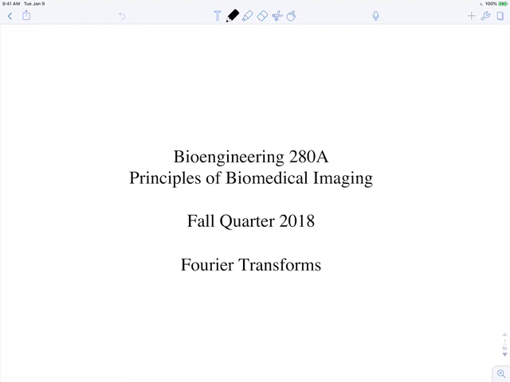So what we're going to do today is spend the first few minutes going over an example that will be helpful for this week's coming homework. It's going to pick up the X-ray imaging example from last time, and then we're going to spend the rest of the lecture today talking about Fourier transforms.